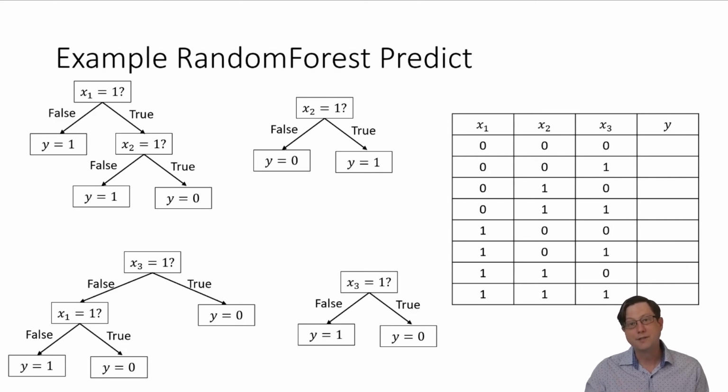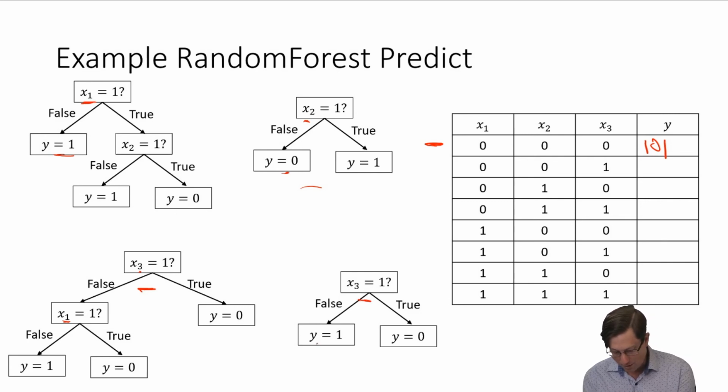Now for the prediction side, I'll just walk through the example quickly. Here are 4 more trees, even more evidence of my tree success. So this is a random forest with 4 trees that learn the concept 4 different ways. If you want to classify this sample, you pass it through each of the trees. X1 equals 1 is false, so Y equals 1 for this tree. For this tree, X2 equals 1 is false, so Y equals 0. For this tree, X3 equals 1 is false, X1 equals 1 is false, so Y equals 1. And for this tree, X3 equals 1 is false, so Y equals 1 there.